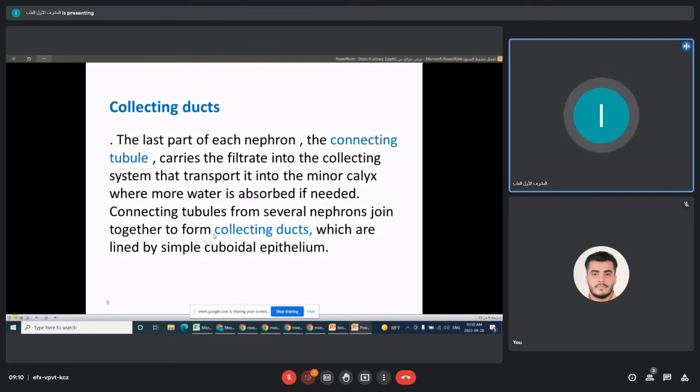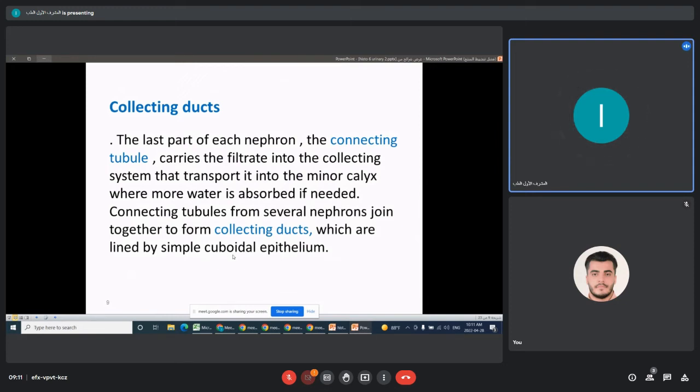Next part is the collecting duct, and it is the last part of the nephron. Again, starting with the short, straight connecting tubules that are collecting the urine into the collecting tubules, and the collecting tubules from several nephrons will join together, forming a large duct called the collecting duct. The lining here is simple cuboidal epithelium, but in the largest part of the collecting duct, as it progresses deeply into the medulla, it will change into more columnar epithelial lining.